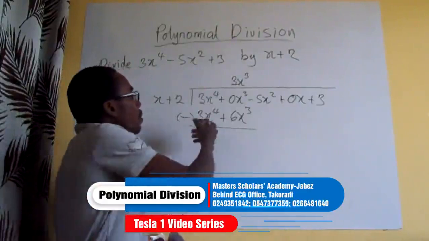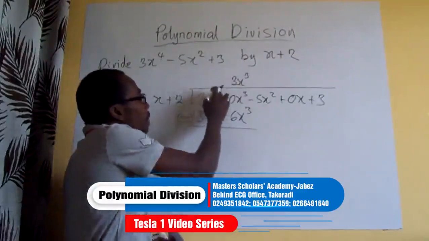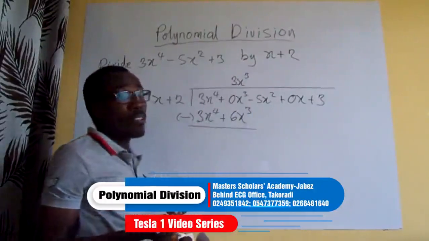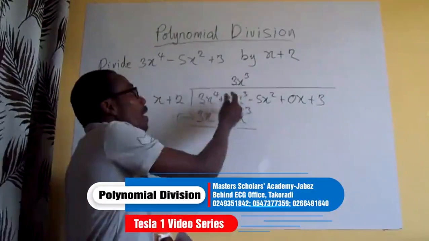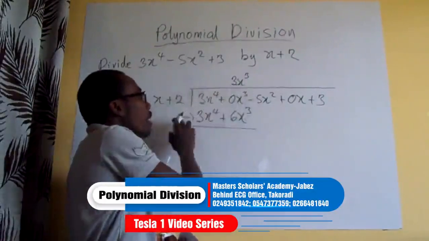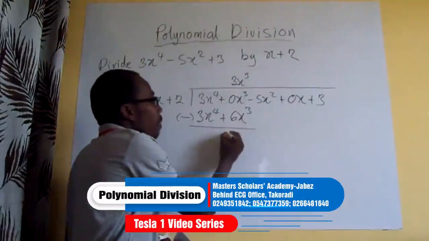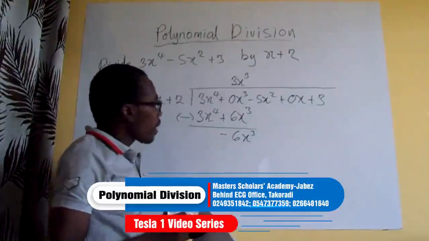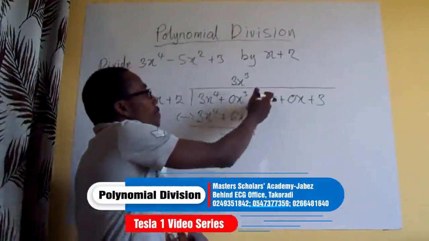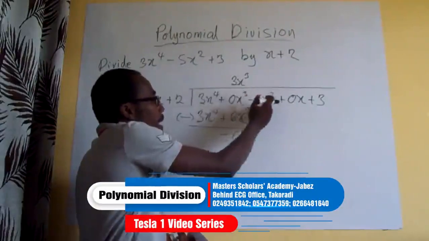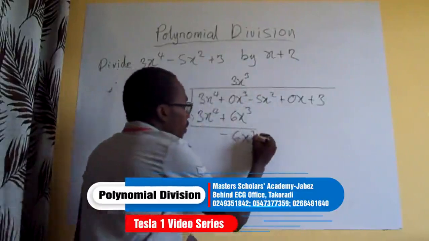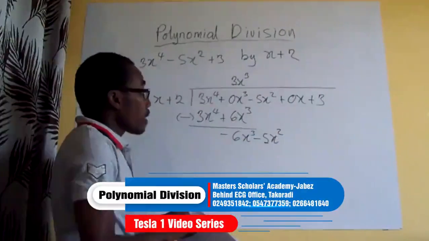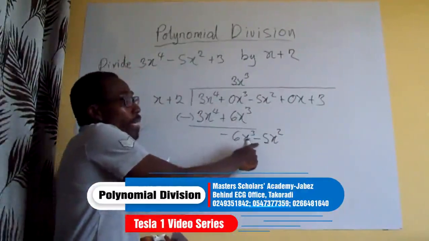And so if you subtract, you're going to get 3x to the power 4 minus 3x to the power 4 gives you 0. So I don't think of writing here, it's 0. Then we have 0x cubed minus 6x cubed, that gives us minus 6x cubed. Okay, so now with this term, we can bring one of the terms above down. So we get minus 6x cubed minus 5x squared.